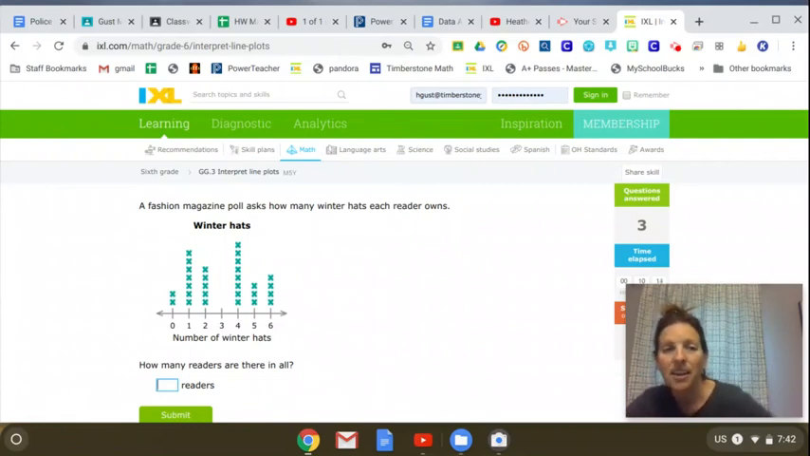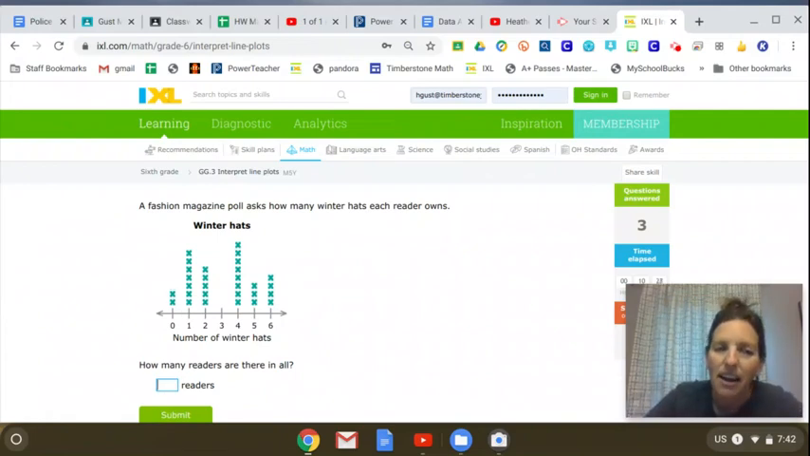And what we actually have to do is count everybody else in the data because it wants to know how many readers in all. So we're going to go and we're going to count every single one of these X's. Okay. I'm going to use my pencil end for this, and then I'll count again with the mouse. So I'm going to count 1, 2, 3, 4, 5, 6, 7, 8, 9, 10, 11, 12, 13, 14, 15, 16, 17, 18, 19, 20, 21, 22, 23, 24, 25, 26, 27, 28, 29. I got 29. Let's double check.